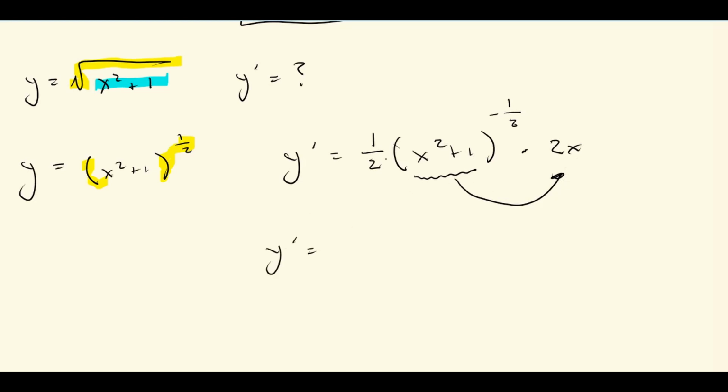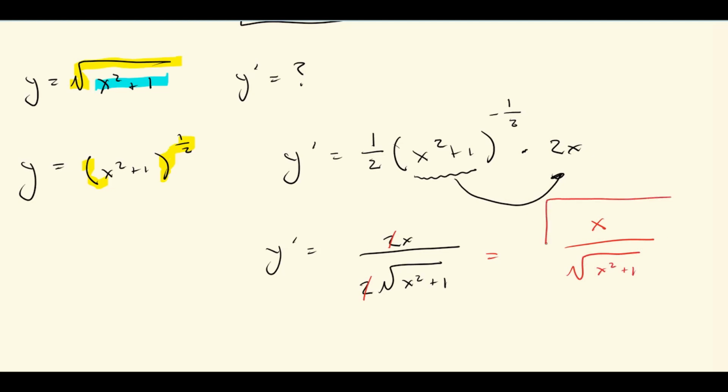We're going to say that this is equal to 2x over 2 times the square root of x squared plus 1. And then we see that we have a common multiple of 2, so we're going to go ahead and cancel that out. Finally giving us x over the square root of x squared plus 1. And that's it. Alright, let's look at another one.